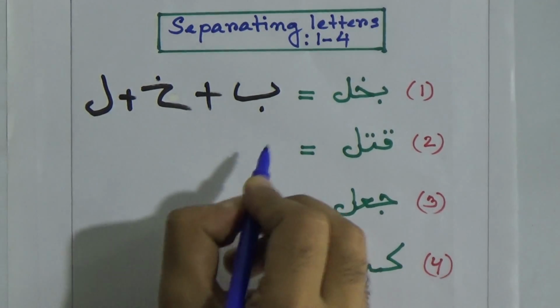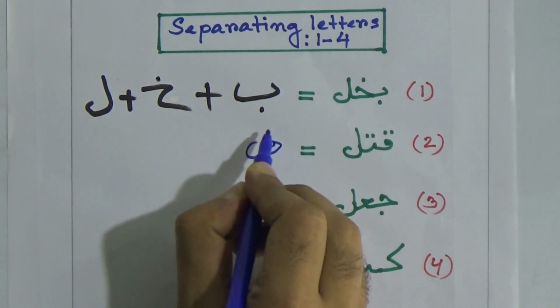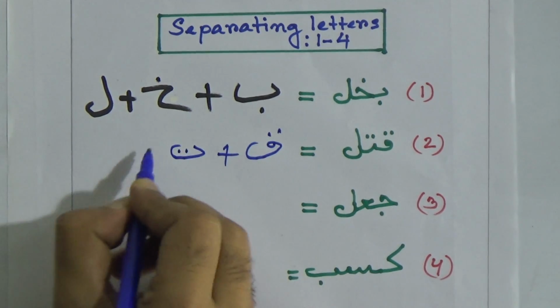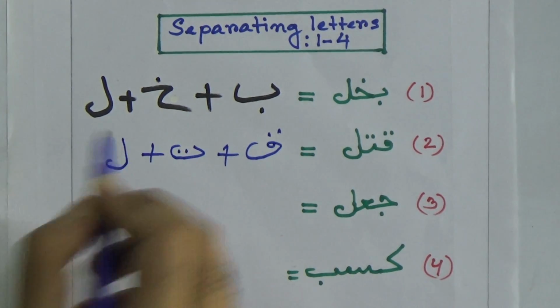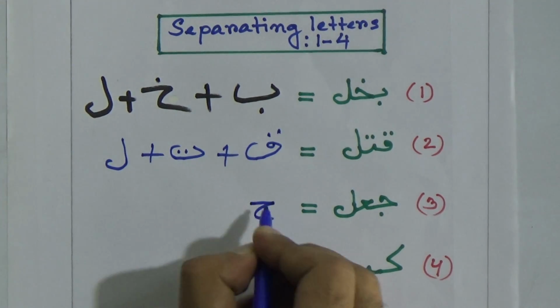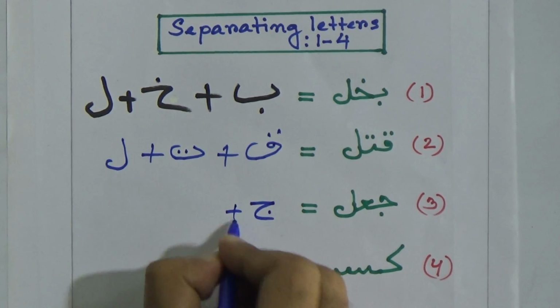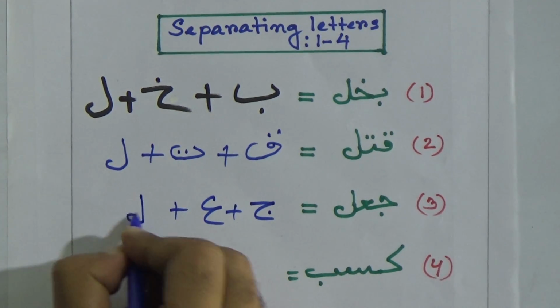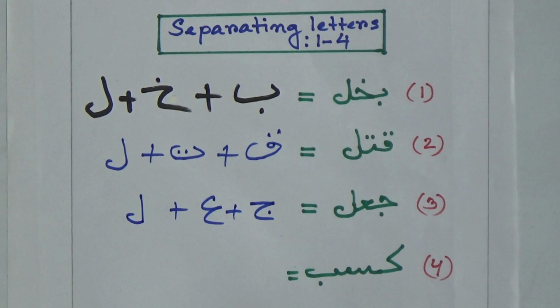qatala, qaf, ta, lam. And number 3, ja'ala. There are also three letters, jim, ain, and lam. And the last one, number 4, kasaba.